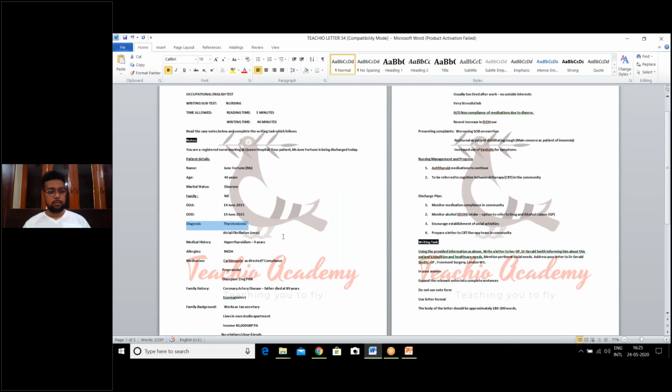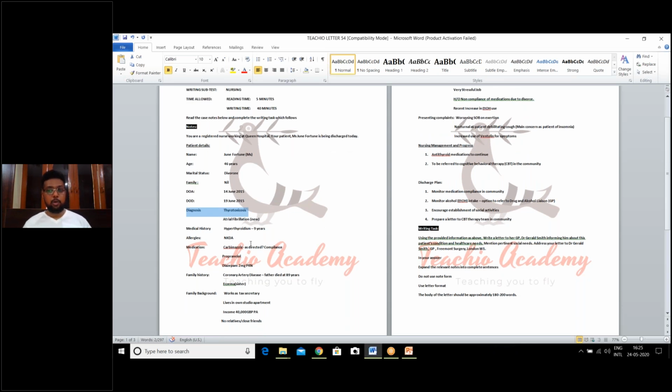So read this case note. There is a patient whose name is Miss June Fortune. She is 46 years of age and she is a divorcee. She first visited on 14th of June 2015 and she was discharged 5 days later, that is on 19 June 2015. The diagnosis of Miss June showed that she has thyrotoxicosis with atrial fibrillation. Her medical history showed hyperthyroidism. Her family history, family background, everything is given. The diagnosis is also given.